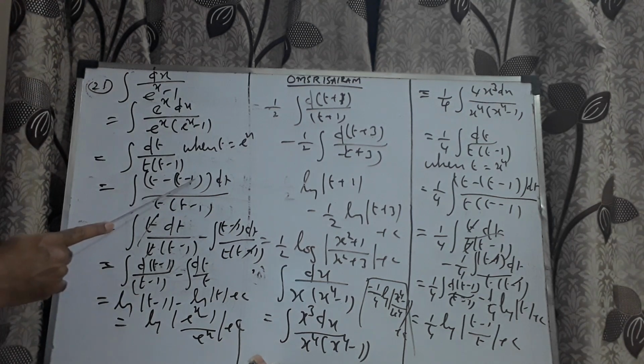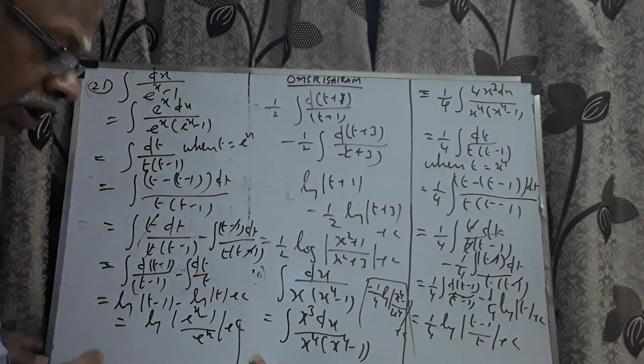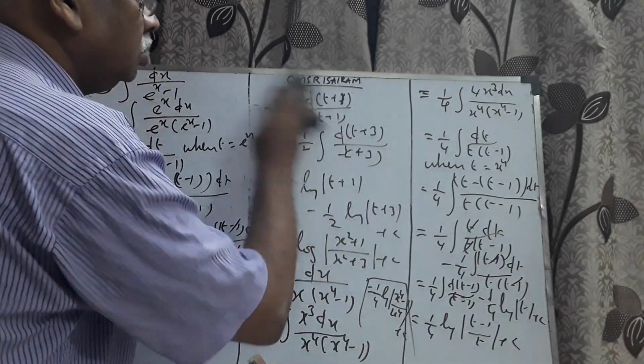T minus t gets cancelled. Minus of minus 1 is plus 1. Divide individually. Here t gets cancelled. Here t minus 1 gets cancelled. This can be written d of t minus 1. Therefore log mod t minus 1 minus log mod t. Therefore log mod e power x minus 1 by e power x plus c. E power x minus 1 and e power x will always be positive, so without writing modulus also, it is correct. It is not at all difficult.